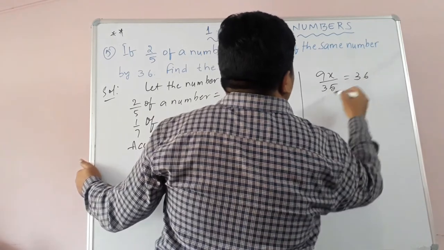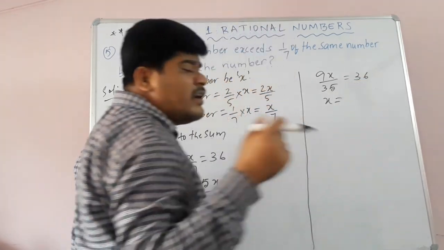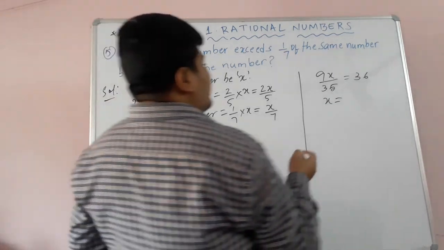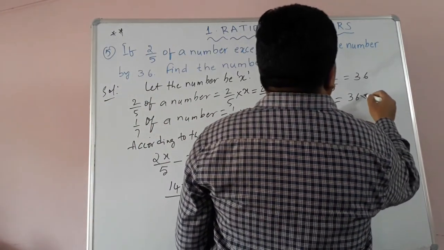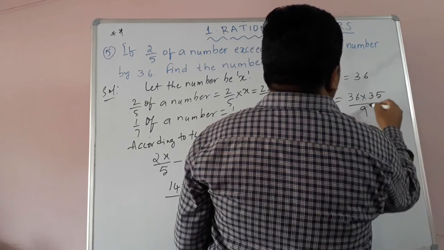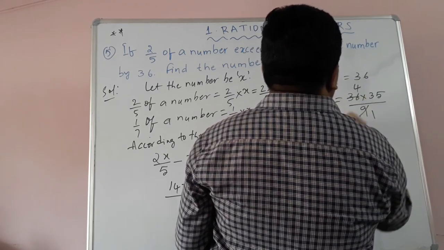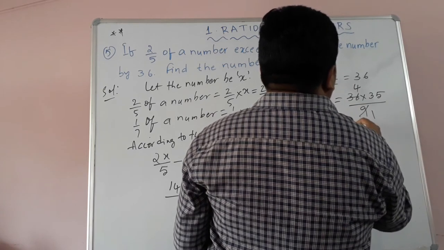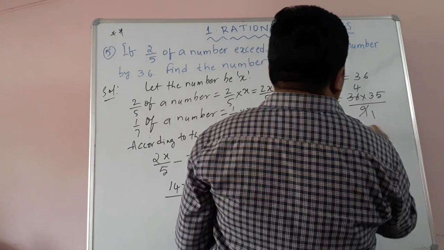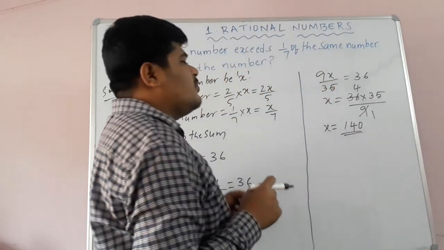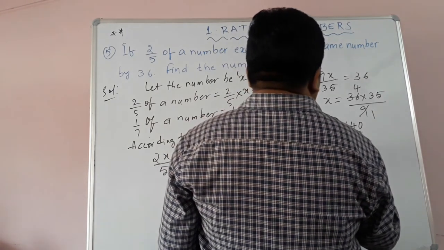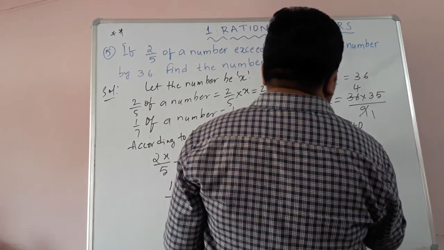Now, children, we are finding the value of x. That x is our required number. So x is equal to 36 by 35, the 35 goes up and the 9 goes under 36. So 9 ones are 9, 9 fours are 36. So x is equal to 35 fours, which are 140. So, children, what is our required number? 140.